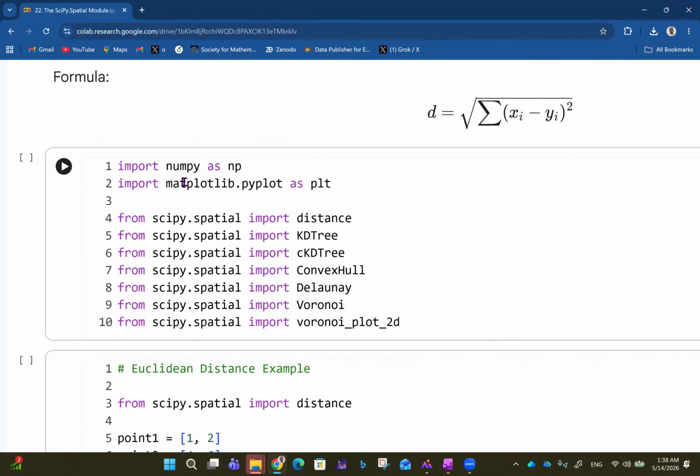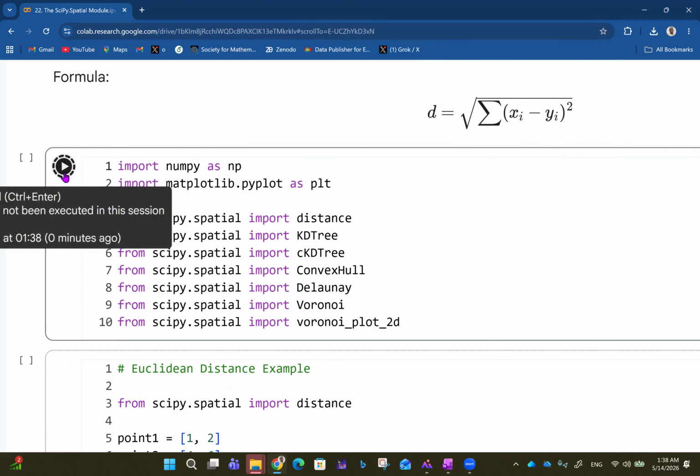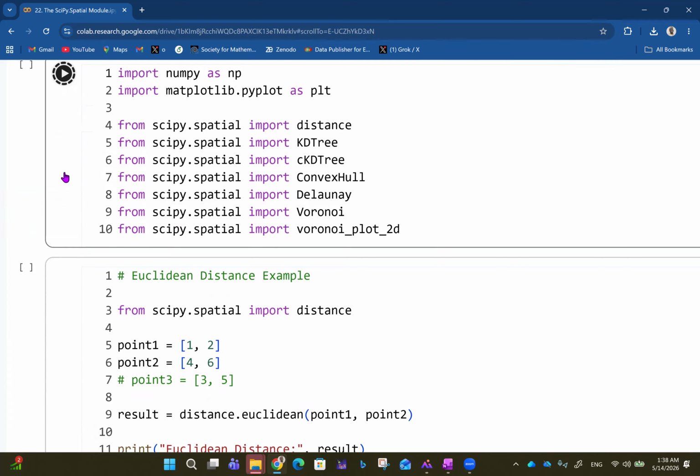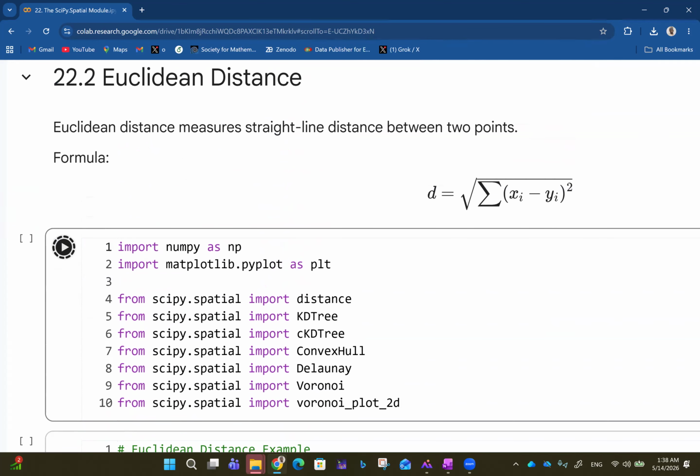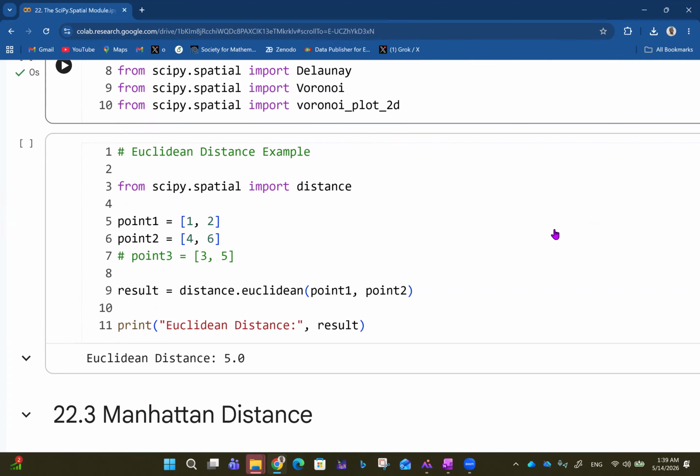So some things you need to import include NumPy as np for numerical Python, Matplotlib for data visualization, then SciPy spatial distance. From SciPy spatial, you can have the distance function, KDTree, cKDTree, ConvexHull, Delaunay, Voronoi, and voronoi_plot_2d like that. So I'll run that so that other things can work properly following that. And then we come to the idea of Euclidean distance, which has already been defined as the summation of the differences between pairs of points. The square of that even.